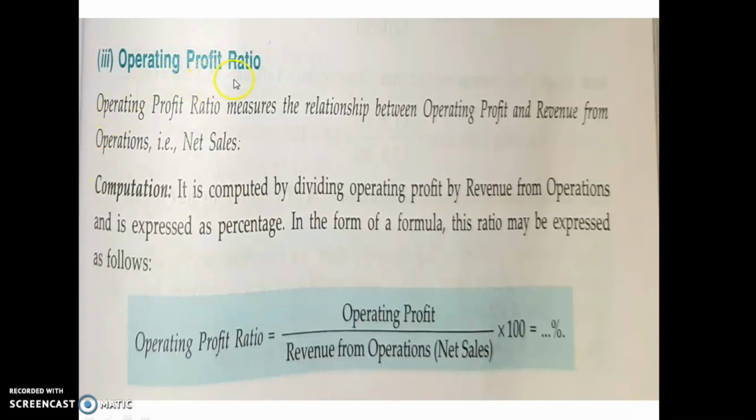Operating profit ratio shows the relationship between operating profit and revenue from operation. As the expression is in percentage, you have to multiply the formula with 100. So operating profit ratio, the formula is operating profit divided by revenue from operation, that is net sales, into 100.